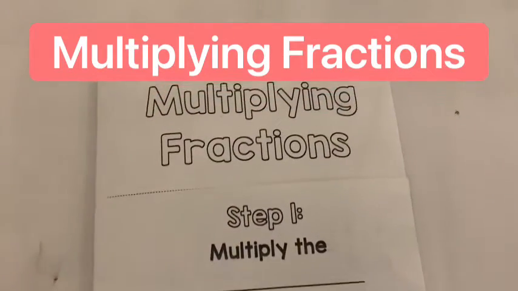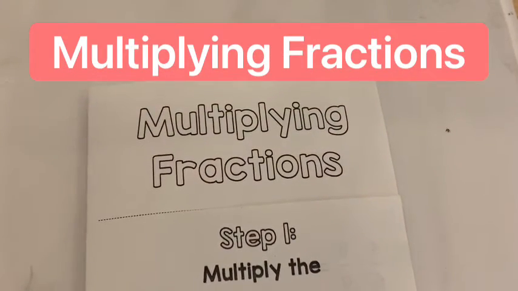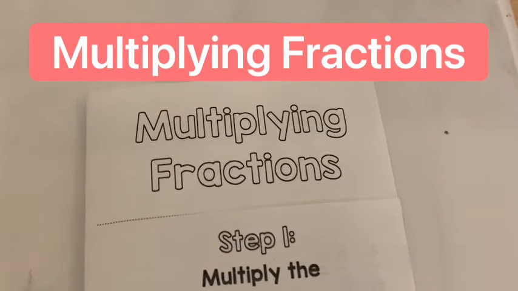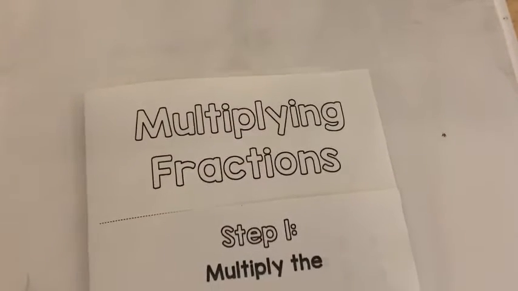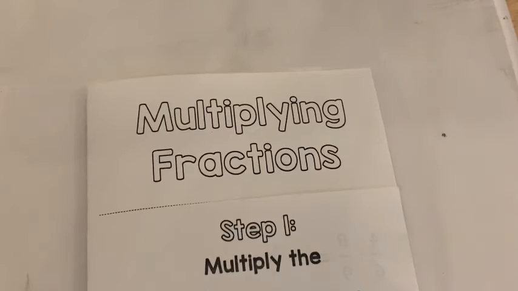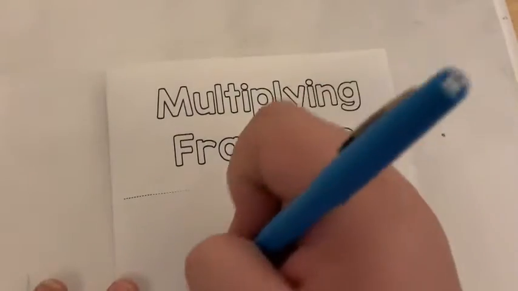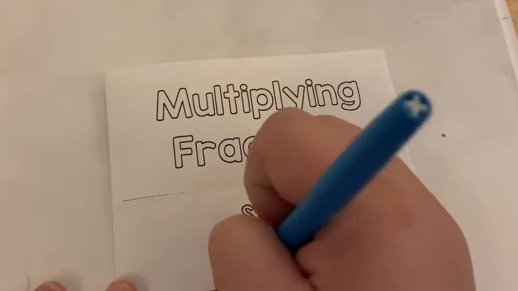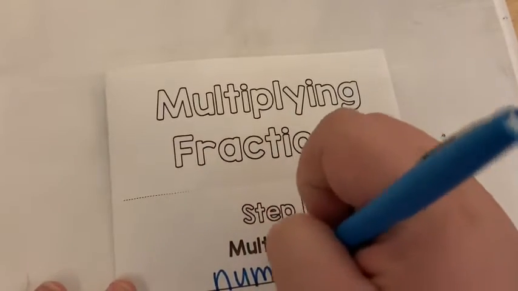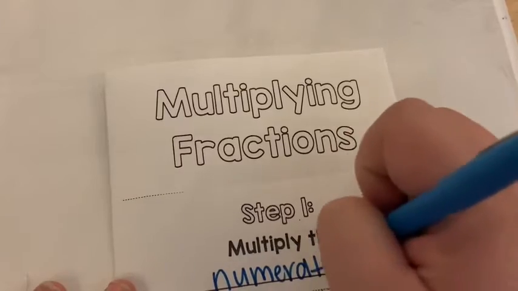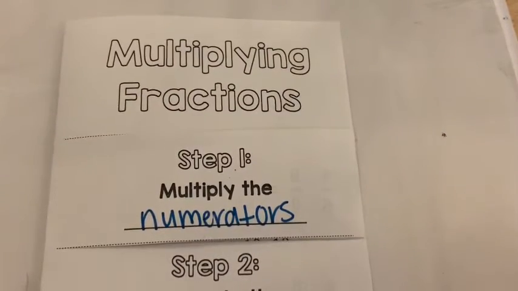Okay, multiplying fractions. This works whether you have a whole number and a fraction, or two fractions, because you can put a whole number over one also. So step one is to multiply the numerators. Are the numerators the top or the bottom?